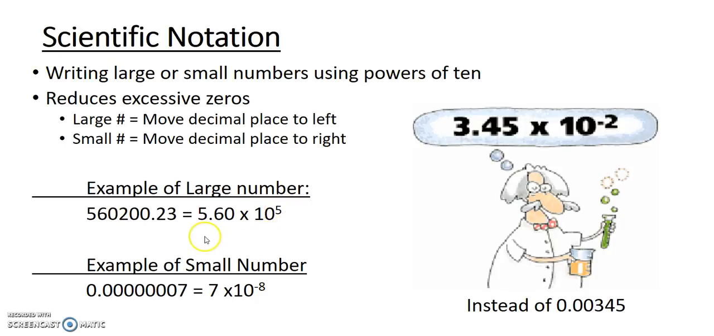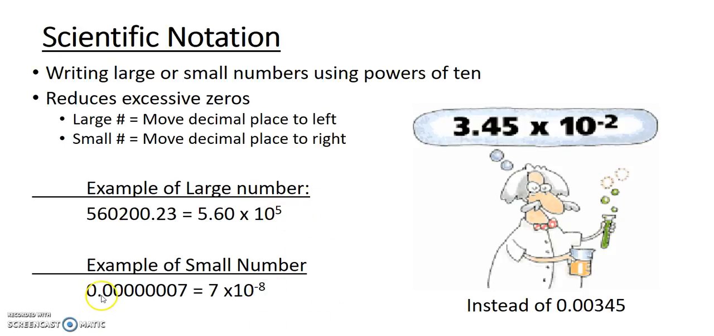I'm just going to demonstrate one more time. 1, 2, 3, 4, 5. The decimal place goes in between the 5 and 6, and we say times 10 to the 5th. So that represents this number in scientific notation. Now when we go to the right, a negative sign pops out. That's because we're going smaller, where this one was going bigger.